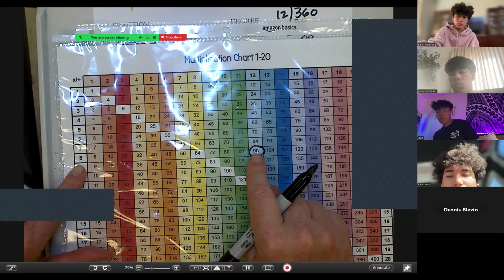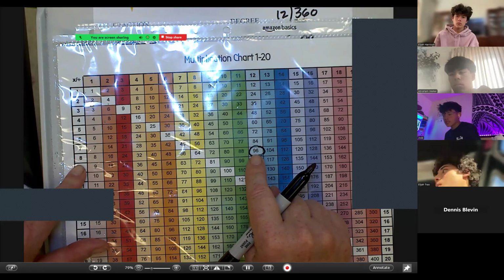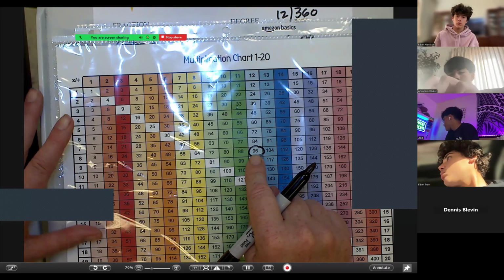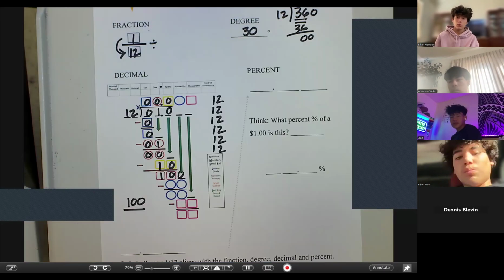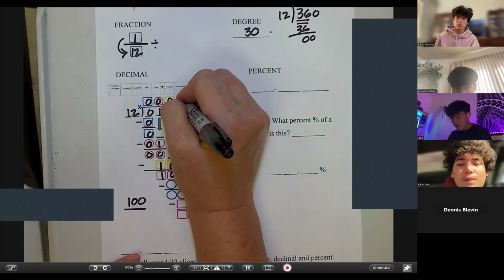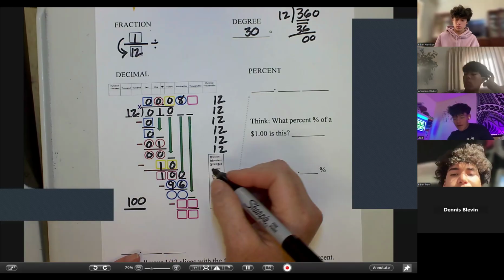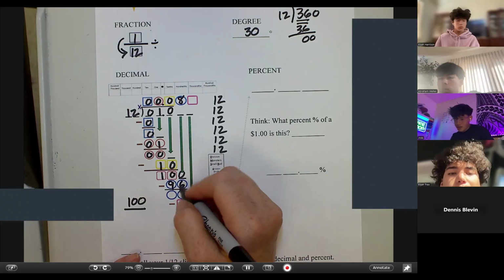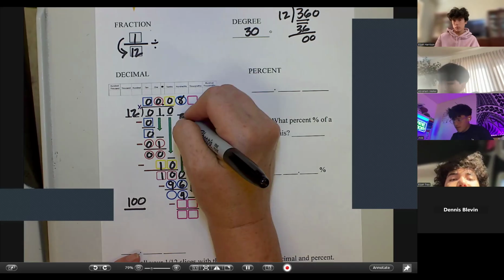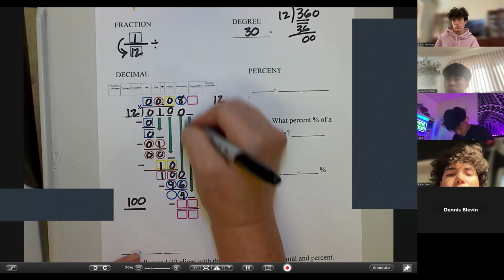Yeah, I can see it. 12 times what gets as close as possible to 100? 8. 8 is correct. That's going to be 96. So you go like this. You put an 8 there. 96. There's 4 between that. So there's a 4 left over. You bring down another 0.